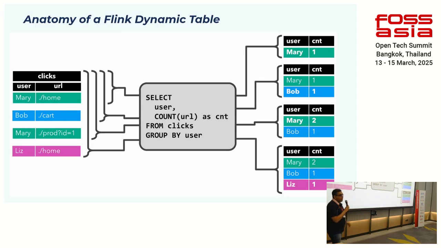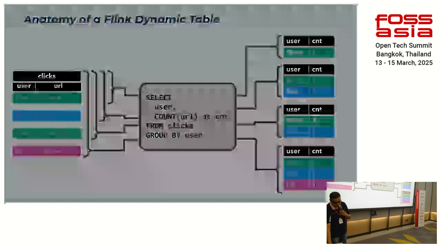So how do I query? How do I write these queries on a Flink dynamic table? Very simple, just as a simple SQL aggregation. So I could do a select user, count of URL as CNT from clicks group by user. And look at the right-hand side. So what exactly is happening is the right-hand side Flink dynamic table actually keeps on adding the aggregated value. So Murray comes 1, and then Bob, and then Murray is 2, the count goes to 2, and then Liz 1.